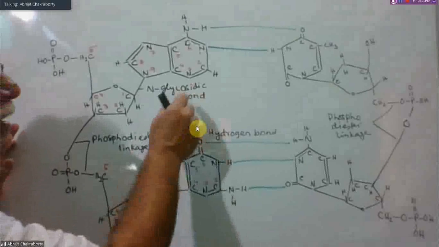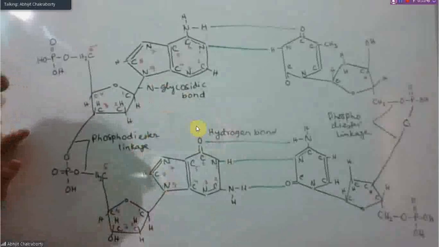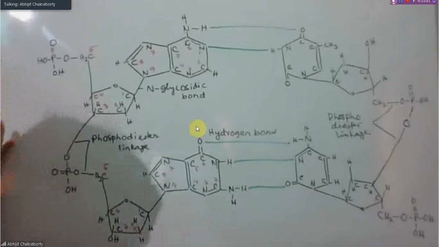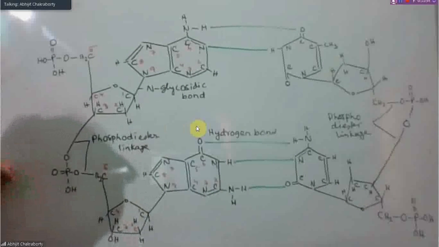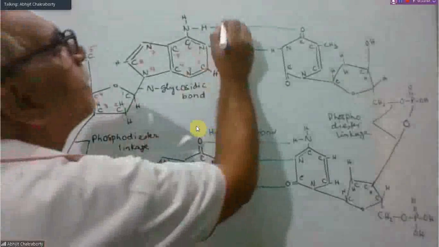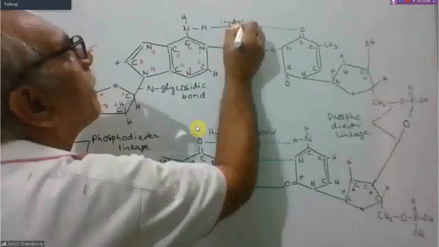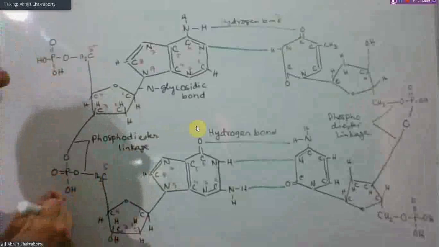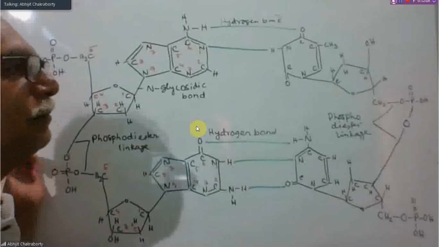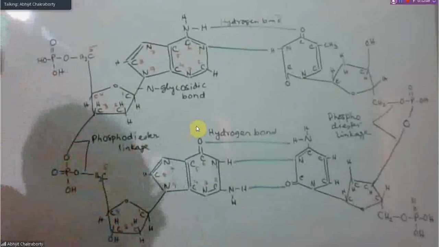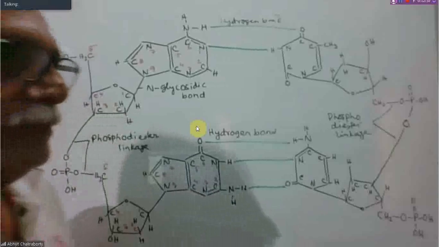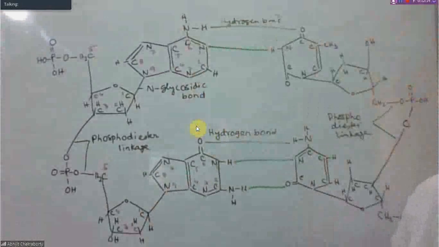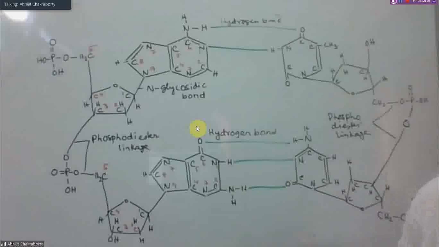The two strands, the nucleotides: adenine binds to the thymine of the other strand and guanine binds to cytosine of the other strand. You know, adenine always binds to thymine by 2 hydrogen bonds. And guanine binds to cytosine by 3 hydrogen bonds. This is how a dinucleotide is formed.